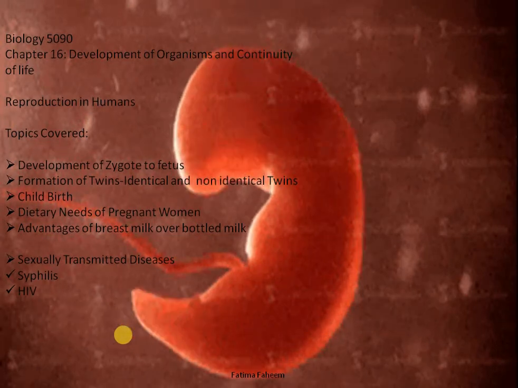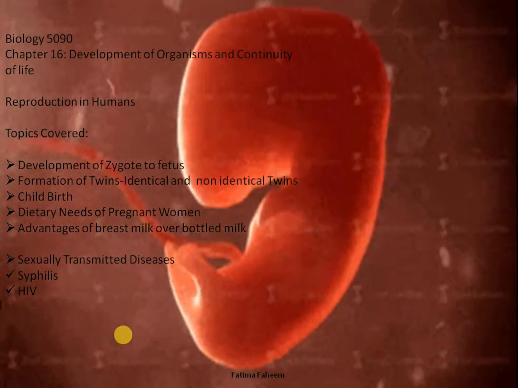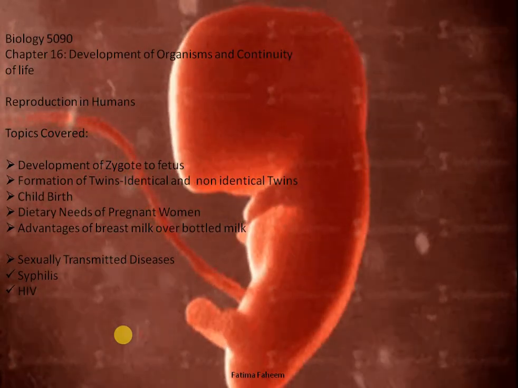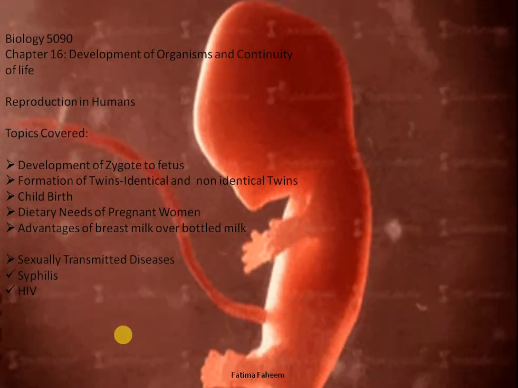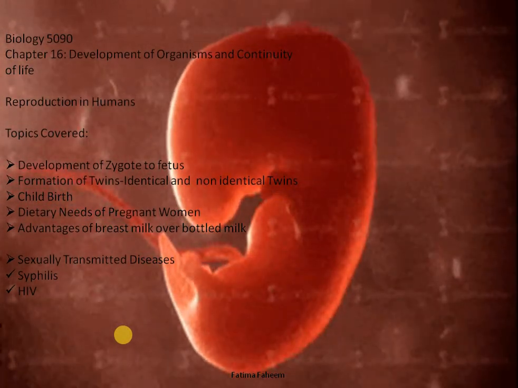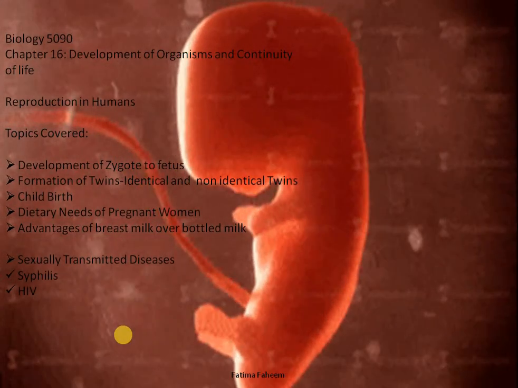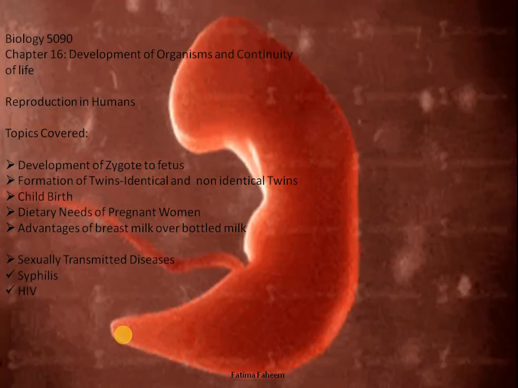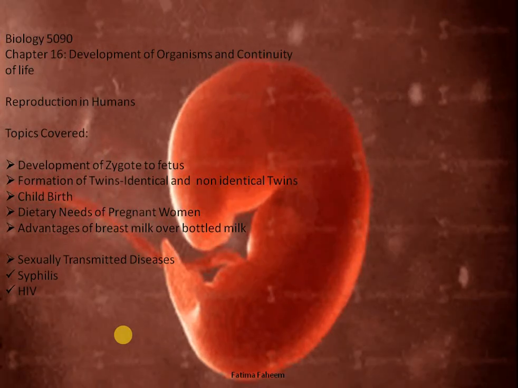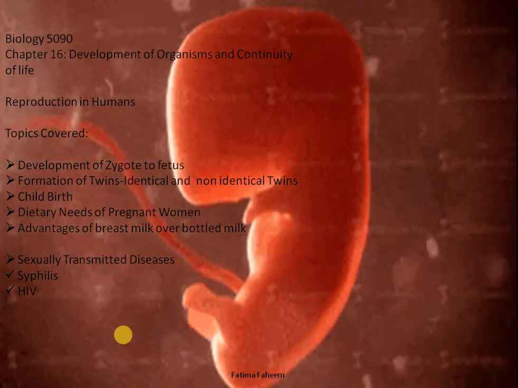We will see the events that take place during childbirth, the dietary needs of pregnant women, and advantages of breast milk over bottled milk. The last topic of this chapter is sexually transmitted diseases, which includes syphilis and HIV. We are left with only one topic now, which is the contraceptive methods. We will learn about them in our next lesson.